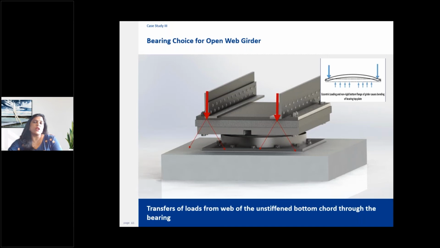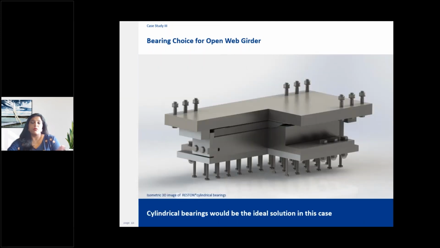So if a conventional roller rocker bearing was used, then the loading pattern would not have been a problem. But in case a pot bearing or spherical bearing is used in the absence of adequate stiffening, this will result in localized bending, as you can see in the small picture which is inset at the top of the slide. So we developed a solution for this. It was the latest development in this regard, and it is popularly known as cylindrical bearings. They are the ideal solution for this problem.